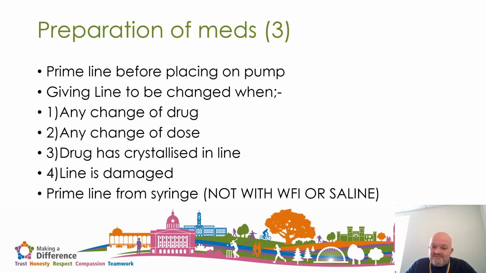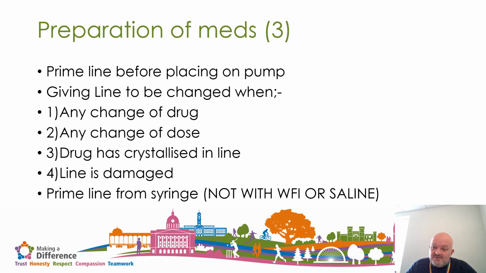And as I said to you, if there's any reason why you need to change the line midway, for example, you get a call from a patient to say that the alarm's going off and it says occluded on the machine, you go out and see that patient, you look at the line and you see that the line has crystallized. You make a decision about whether you are going to change the line, but are you also going to change the cannula? But when you change the line, you prime it again from the syringe.